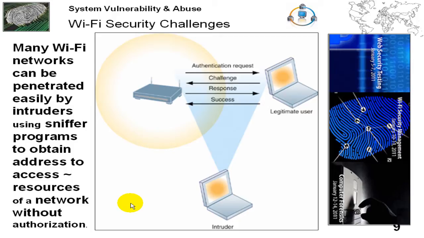This graphic illustrates why wireless networks are vulnerable. The service set identifiers, SSIDs, the access points to Wi-Fi networks, are broadcast multiple times and can be picked up fairly easily by intruders with sniffer programs. As we can see here, there's a legitimate user and there's an intruder picking up between the two.